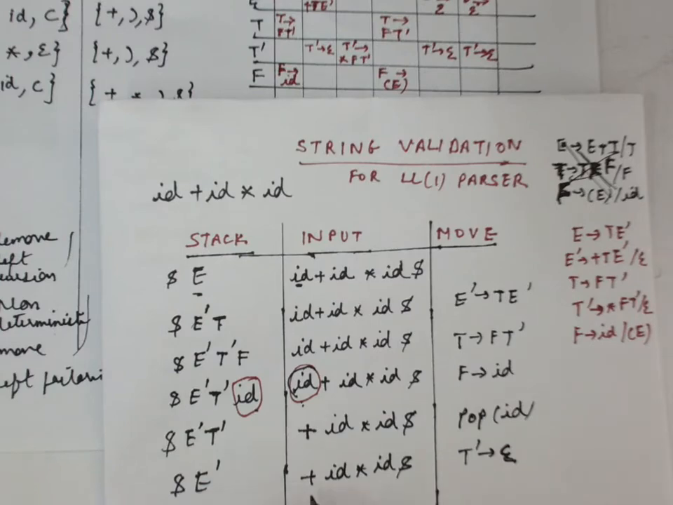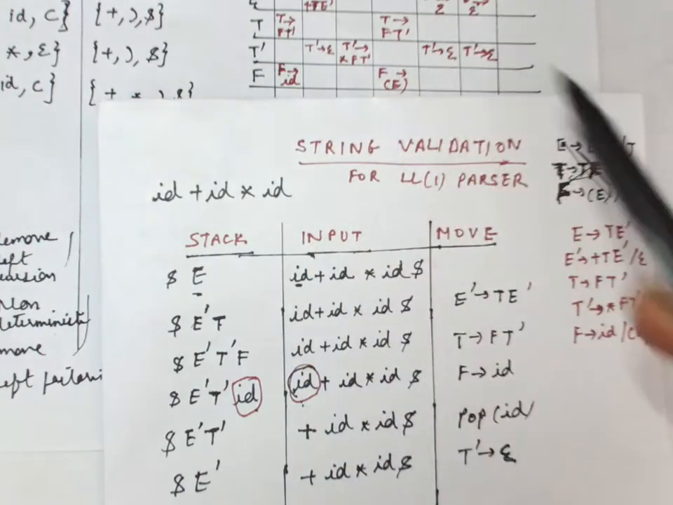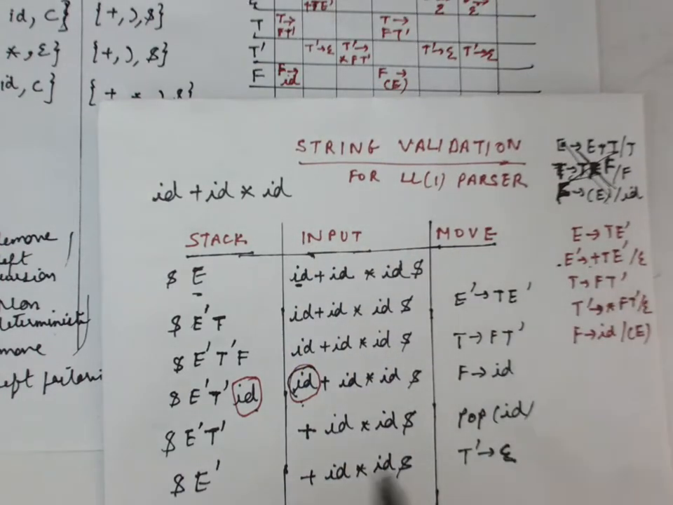Next you have E dash and plus. What rule are we applying? E dash gives plus T E dash. So again, you are applying E dash gives plus T E dash.